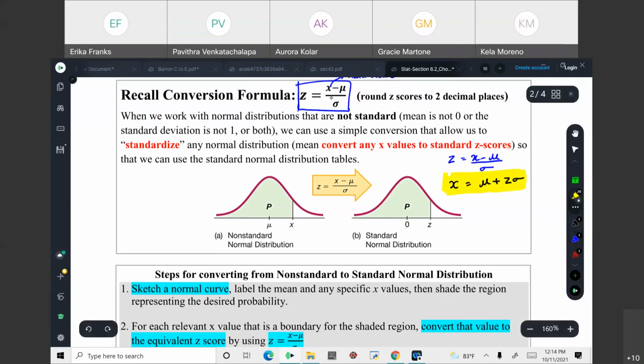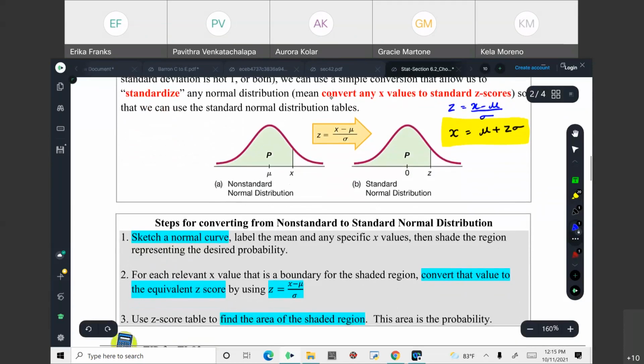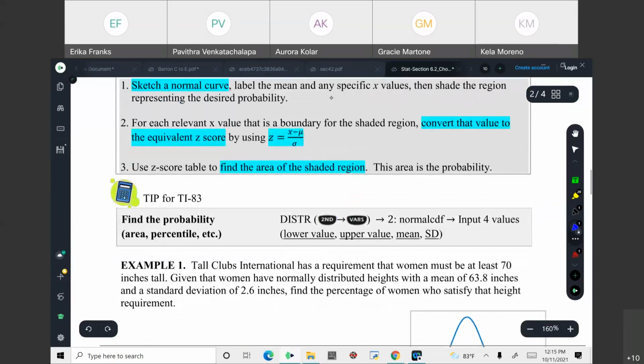Now you can also use the calculator. To use the calculator, you don't have to use this formula. You can use inverse norm.